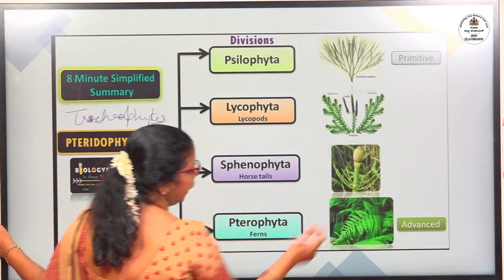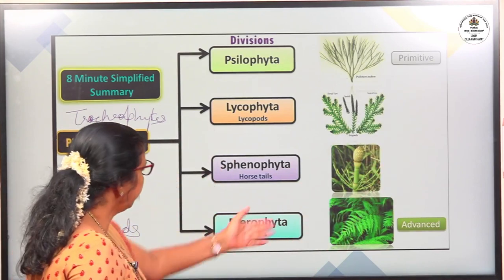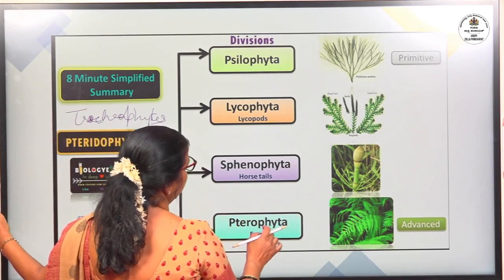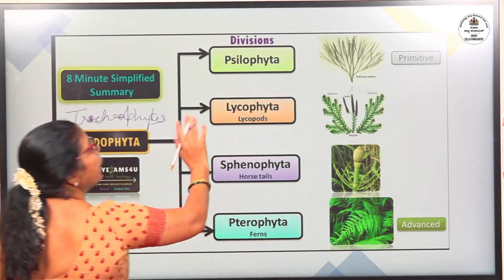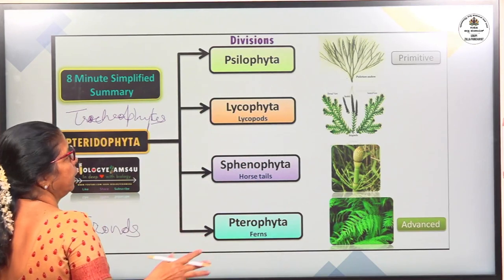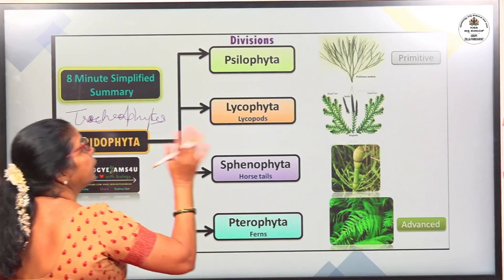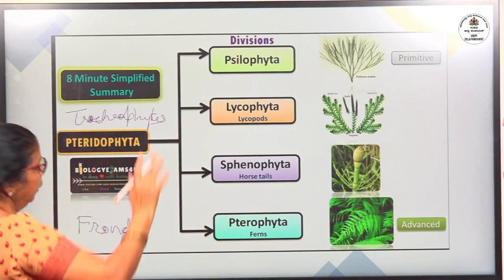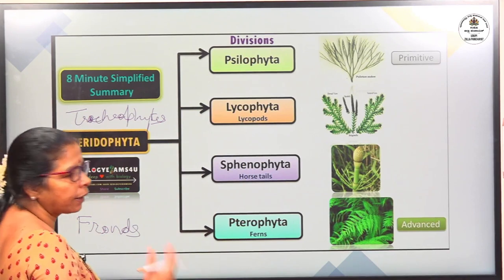Horse tail, and even this is regarding Pteris. So that comes under Psilopsida, Lycopsida, Sphenopsida, Pteropsida, like that also they are named. So that is class. So where division is given, like Psilophyta, Lycophyta, otherwise it is class.